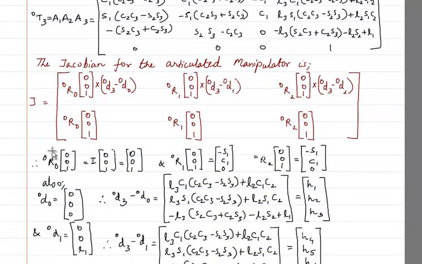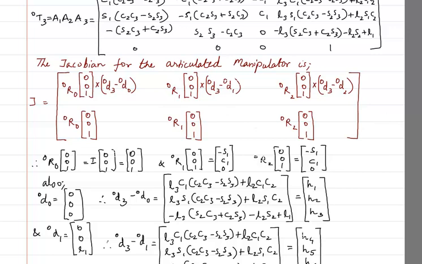So let's start with 0R0. As I have always told, 0R0 will be an identity matrix multiplied with 001. 001 means you have to take the third column of the identity matrix, so that is going to be 001 itself. So 0R0 into 001 has been calculated as just 001. That we can substitute. Now next is 0R1.